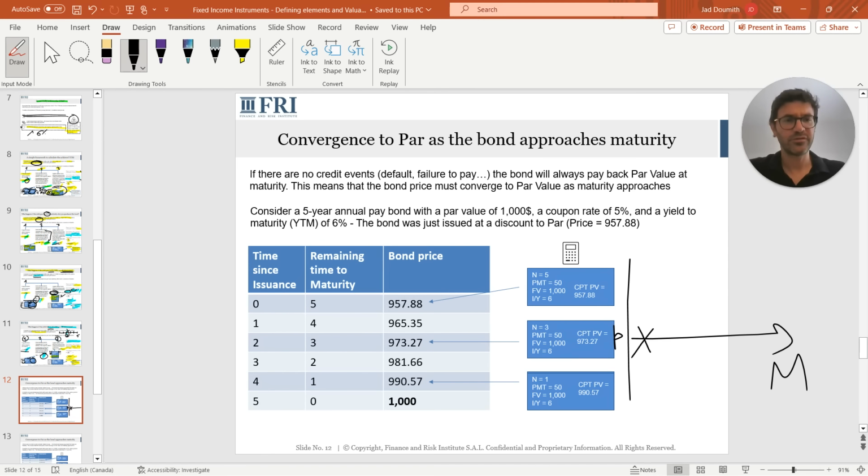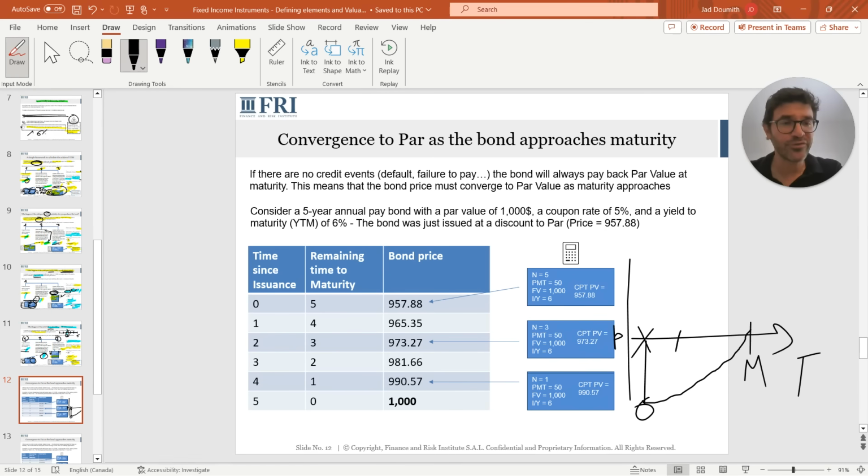Now think about it. If interest rates go up, the bond will drop immediately. We know that. From 1,000 to 957.88. If you sell it, you lose. But if you wait, knowing that at maturity, so let's say here is maturity. This is the dimension of time, and this is maturity. We know that at maturity, you must be paid back par. So you will see that over time, the bond will slowly but surely converge to par.